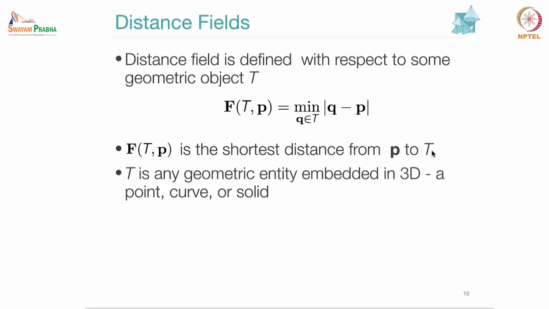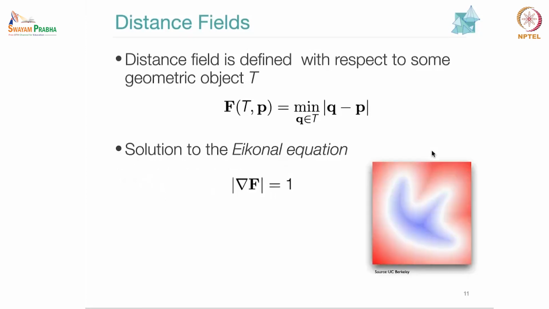And it so happens that that distance is the perpendicular distance if it's a smooth object. So F of T at P is the shortest distance from P to T in that sense. And T could be any geometric entity embedded in 3D or 2D. It could be a point, a curve, or a solid. So that's my definition of distance field.